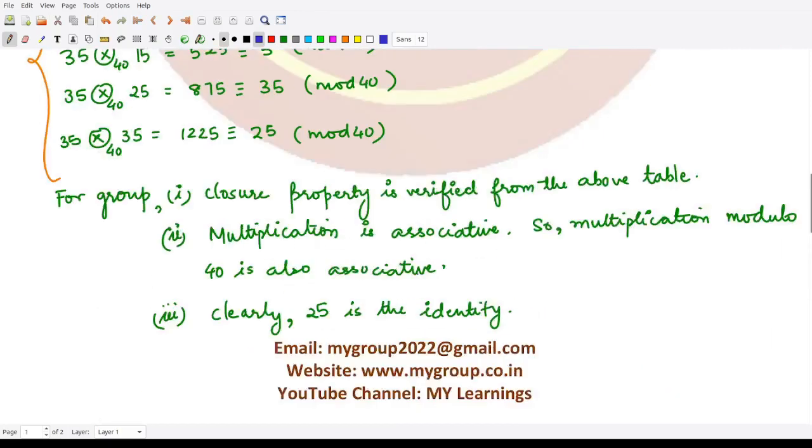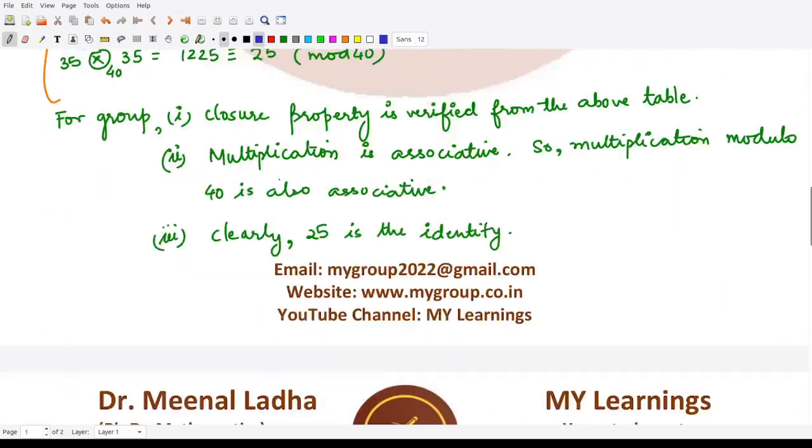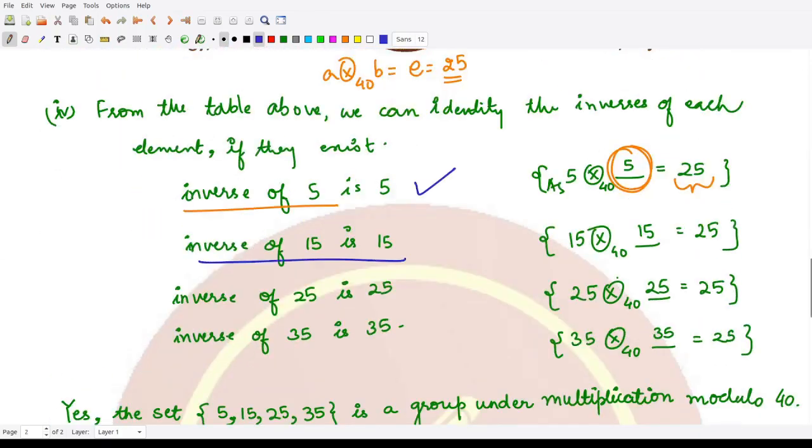What about 15? For 15 we obtain 25 again. So that means 15 is the inverse of 15, correct? Because we have this expression. What about 25? For 25 also we have the same thing. 25 is the inverse of 25, and for 35 we also have the same thing, that 35 multiplication modulo 40 with 35 would give you 25.